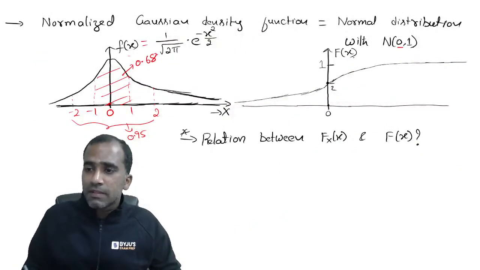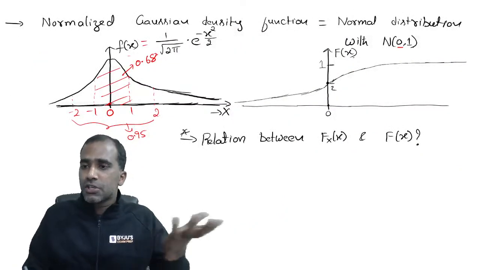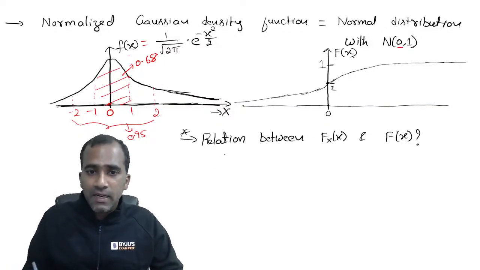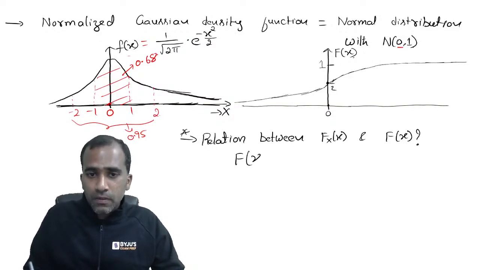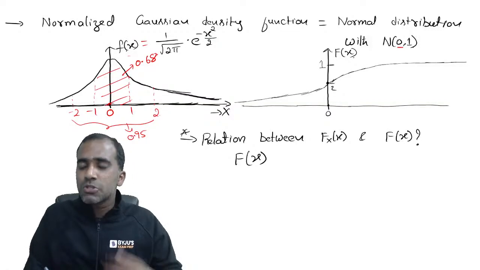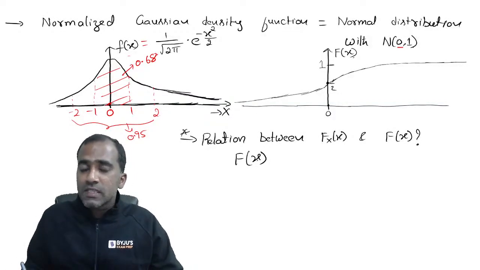So there is a relation between the normalized Gaussian and the general Gaussian, which means their CDFs also should be related. We can easily derive it in the regular class. Generally I'll derive it, but since this is a revision class, I'm not going to derive it. I'm going to give you the relation. See, I have taken a different notation for the normalized Gaussian. I did not take the subscript x, just to show the difference. F of x is the CDF of the normalized Gaussian random variable.